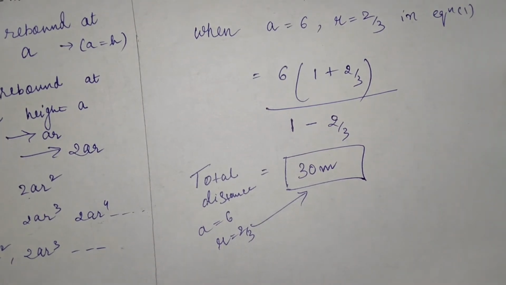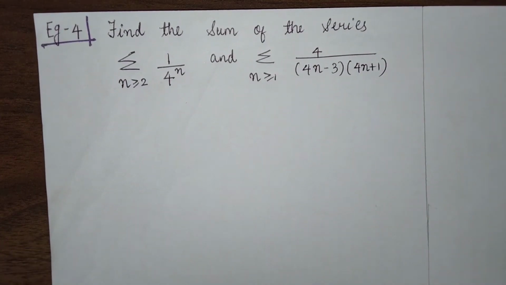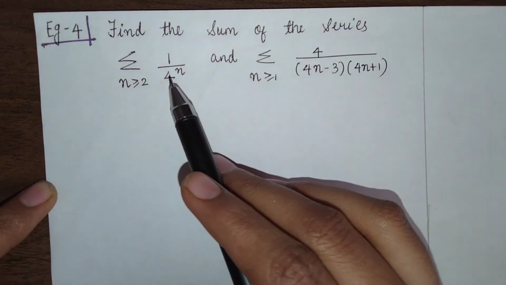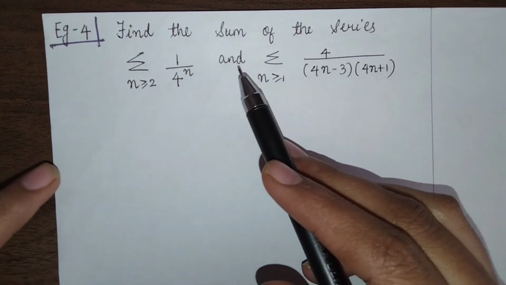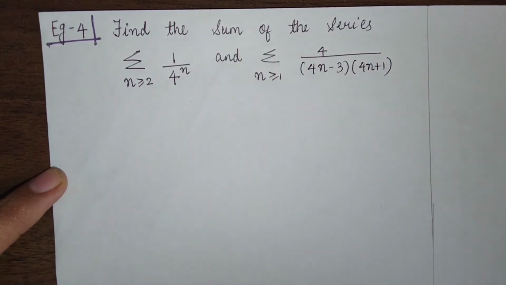Now let us see example 4. Find the sum of the series, summation n greater than or equal to 2 of 1 by 4 raised to n. This series is given, and we have to find the sum of the series.